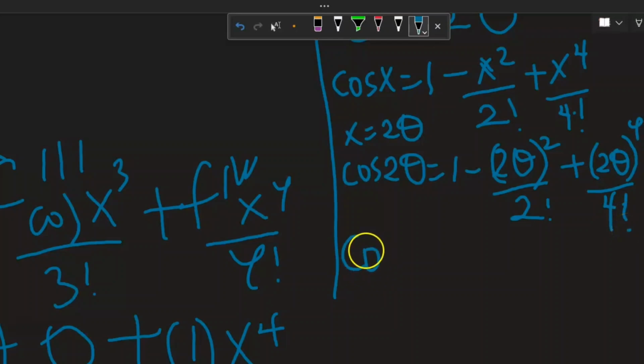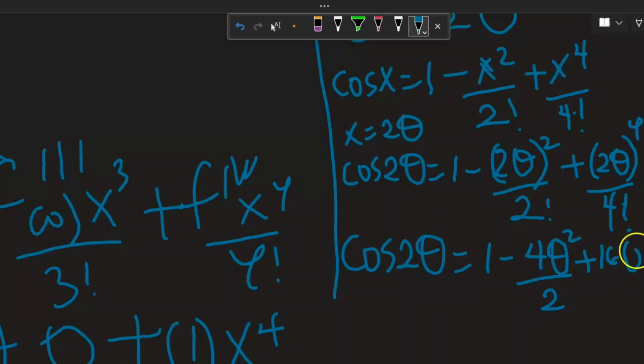So this will give cos 2 theta equals 1. When we simplify this, 2 theta all squared will give minus 4 theta squared over 2. And this will give plus 2 theta raised to power 4, that will give 16 theta to the 4 over, when we simplify 4 factorial, we got 24. So let's continue simplifying this.